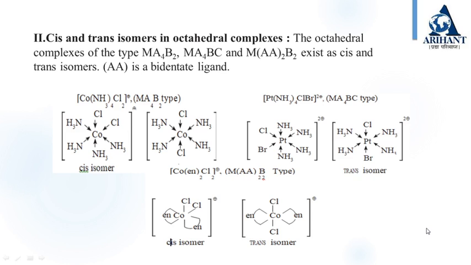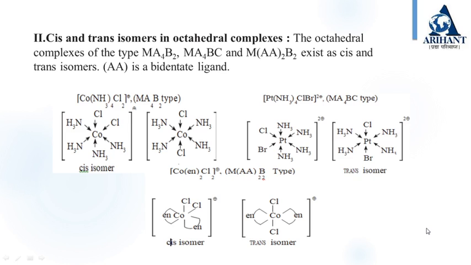Next is cis and trans isomers in octahedral complexes. The octahedral complexes of the type MA4B2, MA4BC and M(AA)2B2 exist as cis and trans isomers, where AA is a bidentate ligand. So see this example, Co(NH3)4Cl2. It is of the MA4B2 type.